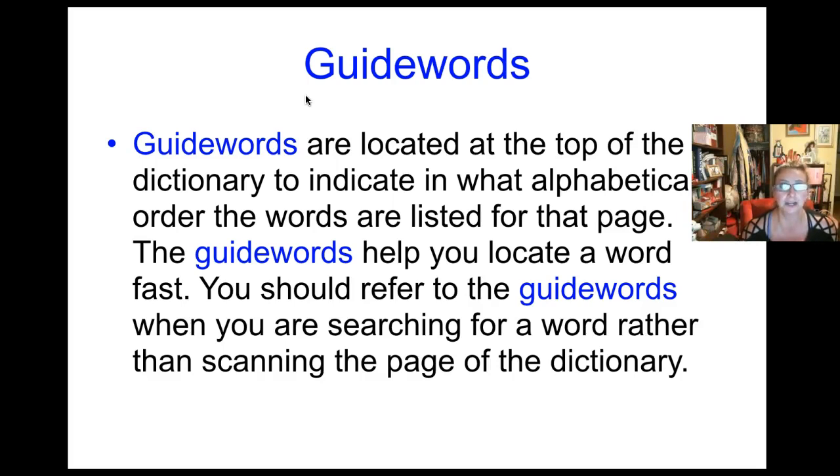You should refer to guide words when you are searching for a word rather than scanning the page of the dictionary. So the guide words on top of page 51, where our word astronaut is, are assumed and astroturf. The first word on page 51 is assumed, and the last word is astroturf. So between these two words in alphabetical order, astronaut fits there.